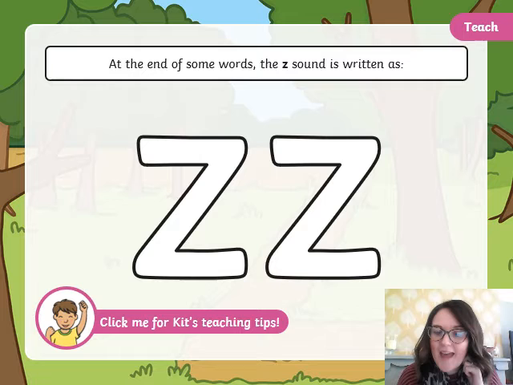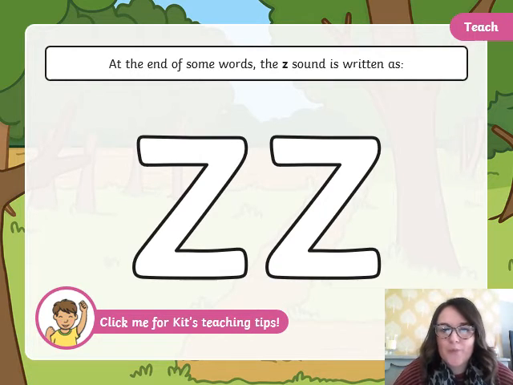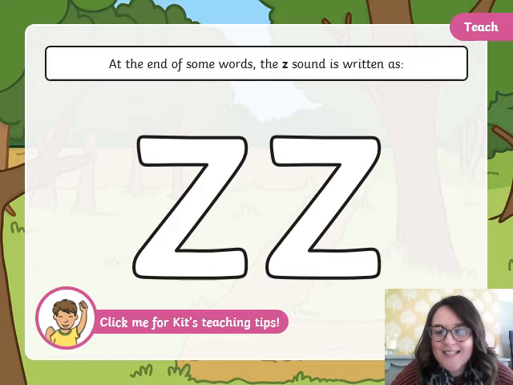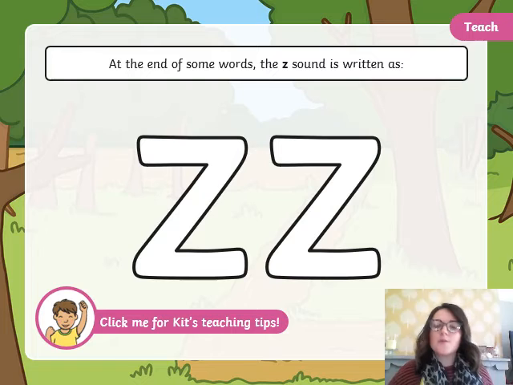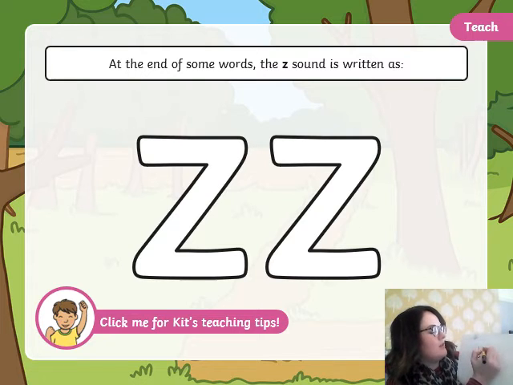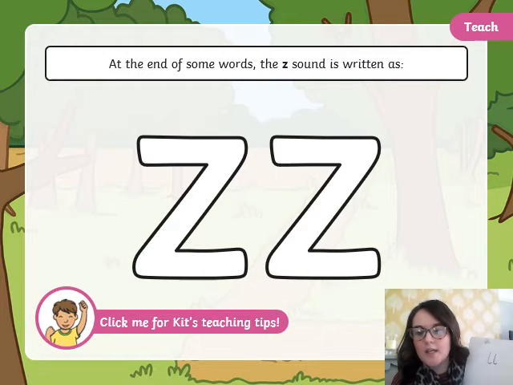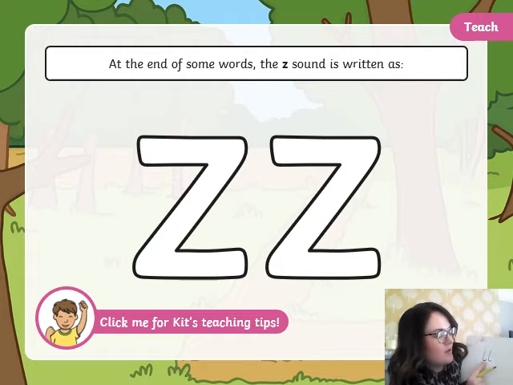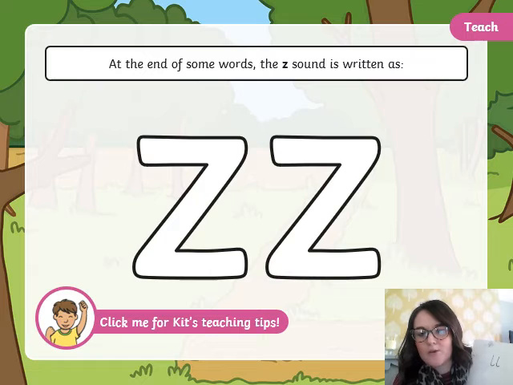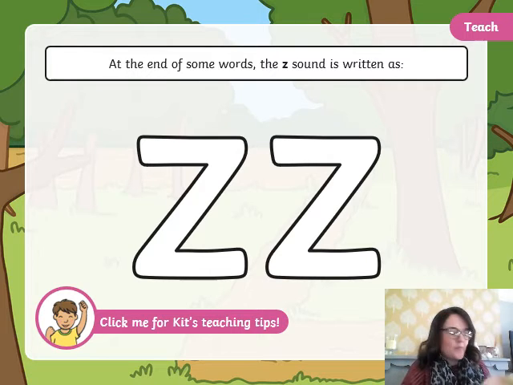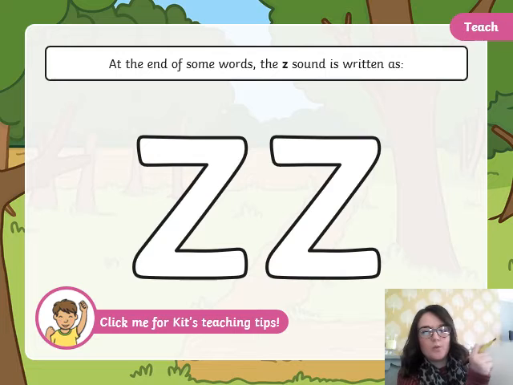Now sometimes at the end of words that we are reading there might be two. You might see two z's together. Okay, and it's the same sound, z, just sometimes at the end of the word. Like sometimes at the end of one word, we've learnt that, haven't we? Sometimes they have the two letters make the one sound at the end of the word. It's the same with two z's.